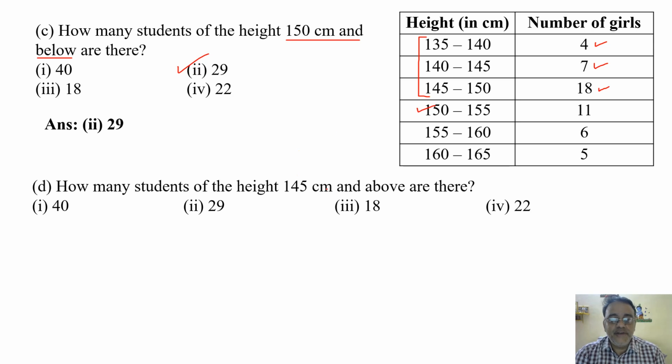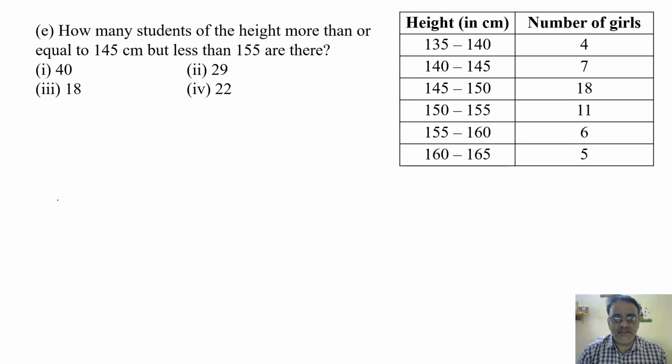Now next, how many students of the height 145 centimeter and above are there? So 145 centimeter above मतलब यहाँ से यहाँ तक लेना है, right? मतलब we have to add all these numbers. So if you add, what we are getting? 29, 11, 40, right? And the correct option is the first one.